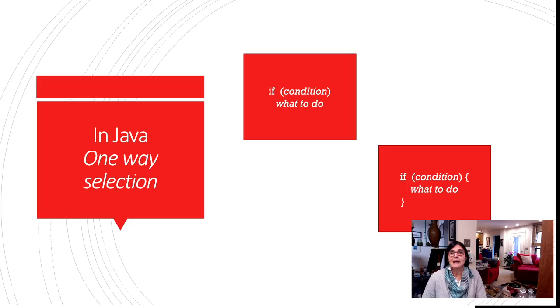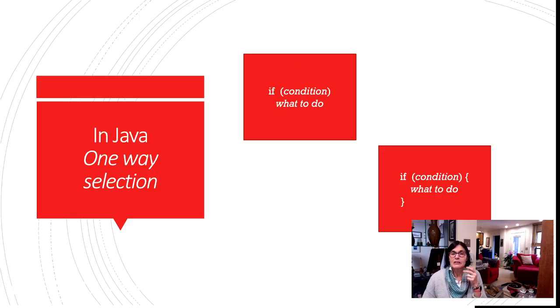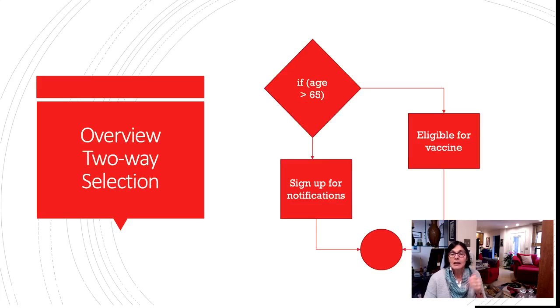Often you have more choices than that. So a two-way selection could be if age is greater than 65, you're eligible for a vaccine if that's yes. If that's no, then you can sign up for notifications. So if you saw in the previous one, nothing happens if age is not greater than 65, right? You just join up right after at the close of this curly bracket or at this semicolon. However, in a two-way, you can do one of two things. There's going to be code if age is greater than 65 is true, and then different code if age is greater than 65 is false. And then again, note that they will come back together.